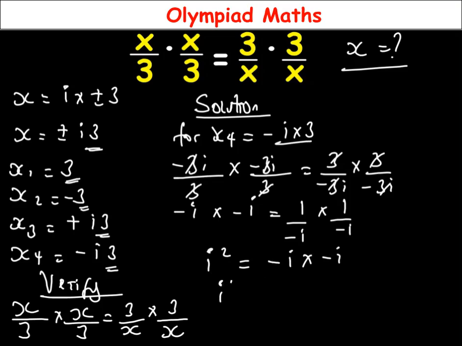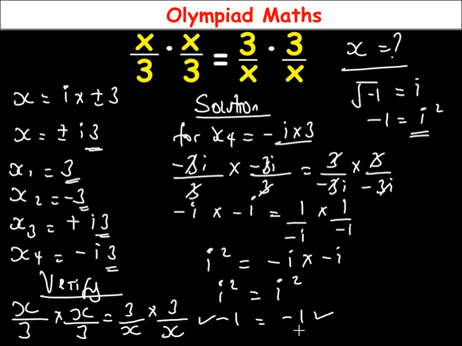Now i squared is then equal to minus i times minus i is equal to i squared. At this junction, square root of minus 1 equals i. So from here, minus 1 is then equal to i squared. Now we're putting this into this, i squared is now minus 1. So minus 1 is then equal to i squared, which is also minus 1. As you can see, the value of the left hand side equals what you have on the right hand side. So that means that the value of x4 as minus 3i satisfies the equation. Okay, so these values x1, x2, x3, x4 satisfy the given equation.